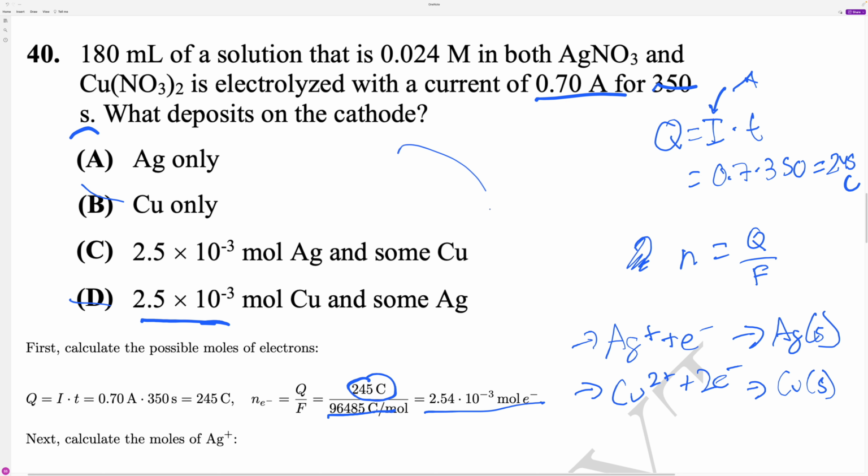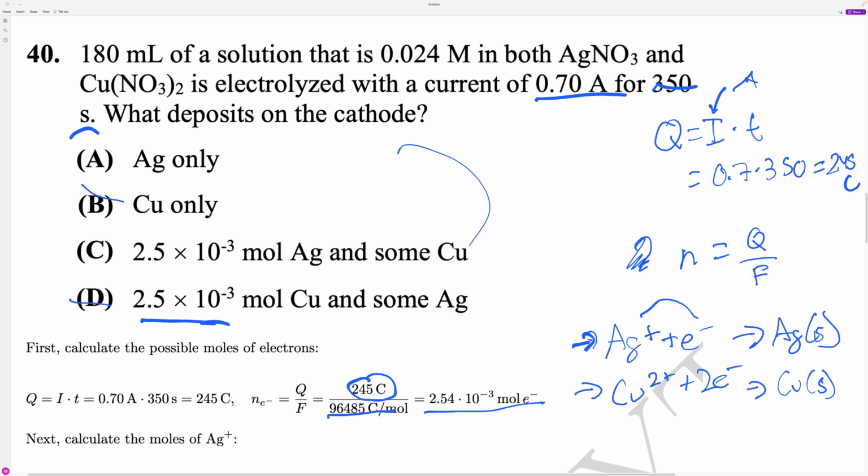So let's note it down between these two. And what we're going to do here is figure out the moles of Ag plus that we have, because you'll notice these are in a 1-to-1 ratio. So then from there we can figure out if the silver is going to be fully deposited, or in other words, if this first reaction is going to go until completion, because if it's not, our answer is A.